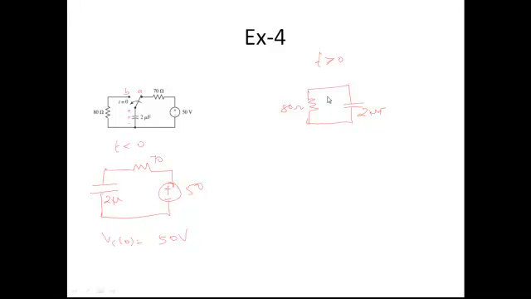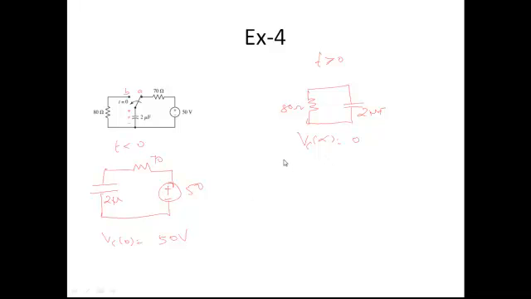Okay. Now t is greater than 0. What will happen? This 50 volts will act as an initial voltage. That is, initially 50 volts is stored in this capacitance. There are no more sources, so the capacitance will dissipate all the energy, which gives you VC of infinity equal to 0, and VC of 0 is 50 volts.